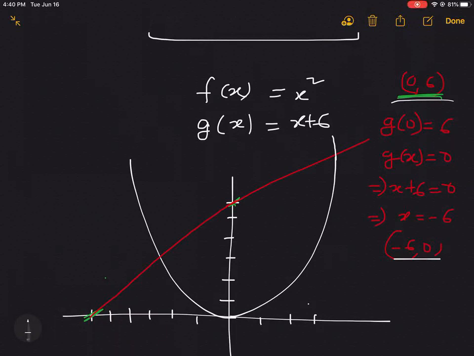Okay, now we want to see the values for which this is actually strictly less than this. Again, can you just eyeball this graph and see the values of x for which this graph of x squared is strictly less than this graph of x plus 6?